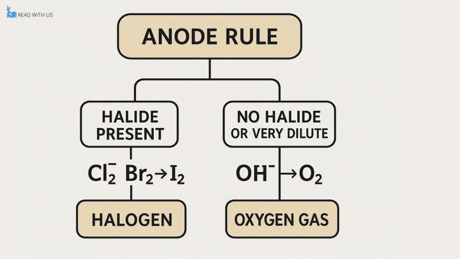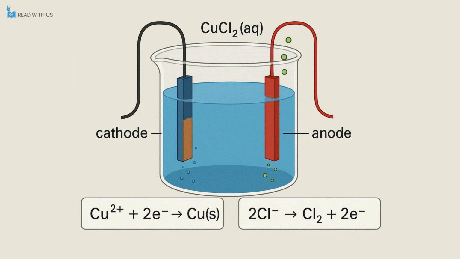For copper(II) chloride solution with carbon electrodes, copper ions are reduced at the cathode to copper metal, and chloride ions are oxidized at the anode to chlorine gas, with the half equations Cu²⁺ + 2e⁻ → Cu, and 2Cl⁻ → Cl₂ + 2e⁻.